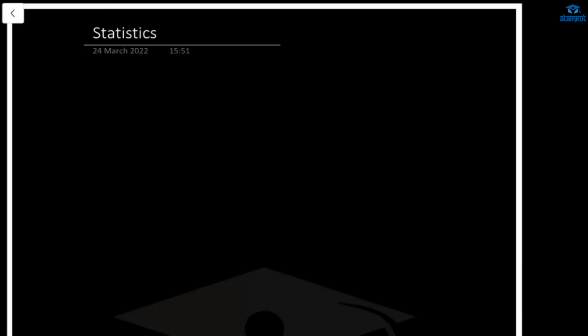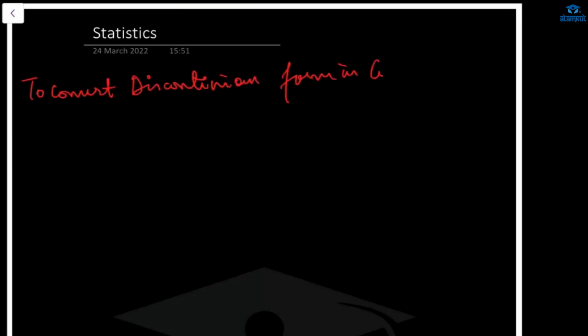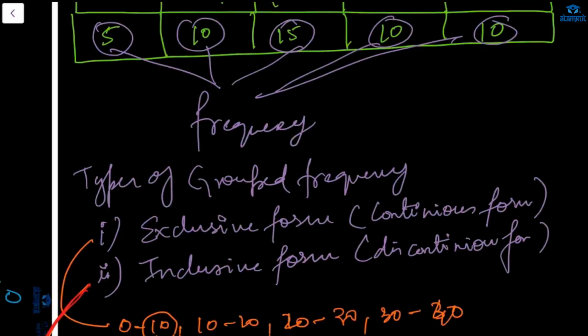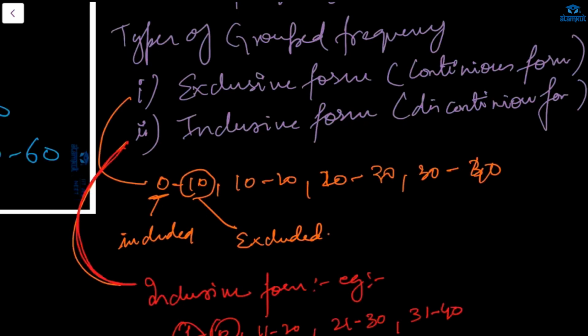Okay. Now, to convert discontinuous. Ma'am, can you get it for inclusive and exclusive? You didn't get exclusive and inclusive? Yes, ma'am. Now, exclusive. What did you understand? Whatever I said in this, or what sentence did you understand in your mind? No, I didn't get it. Nothing you got about exclusive.